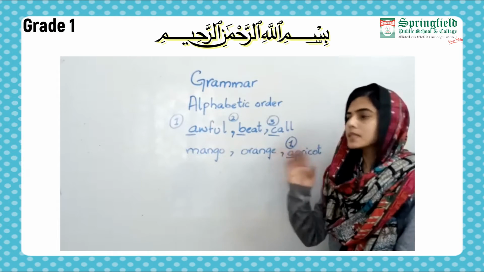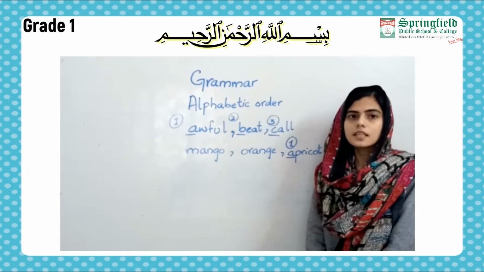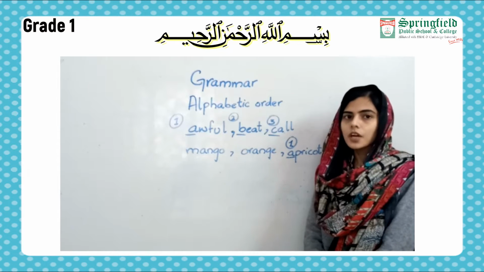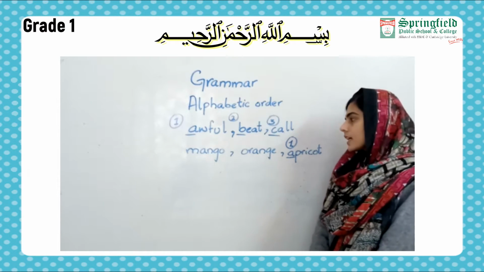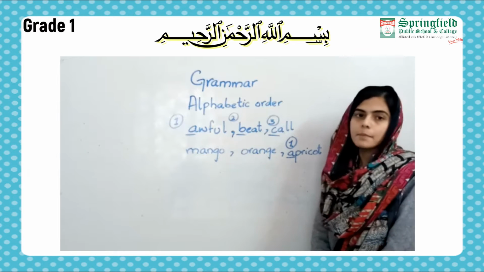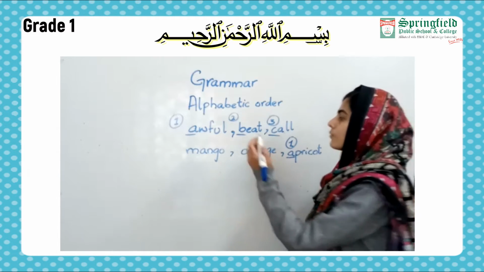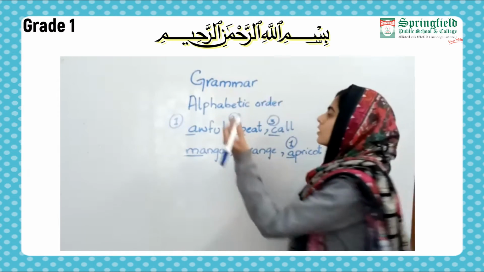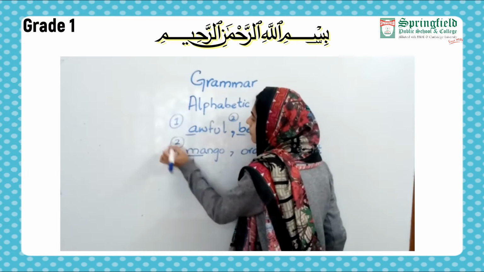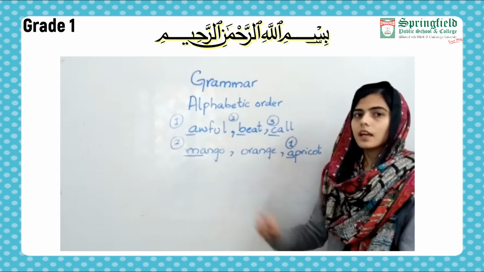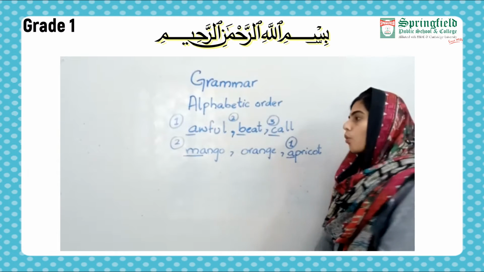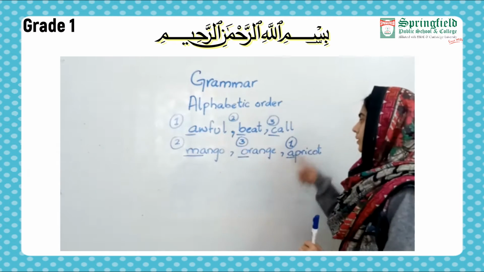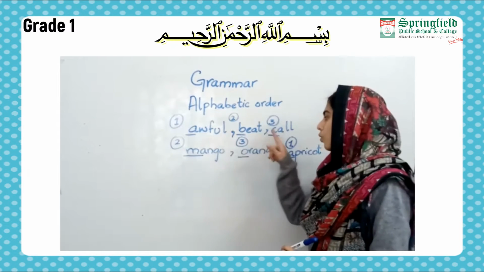Now let's read our ABC. A, B, C, D, E, F, G, H, I, J, K, L, M. As you can see, then we have got M. So our word mango is starting with M. So this will be our second word. M, N, O. Then we have got third O. Now apricot, mango, orange.